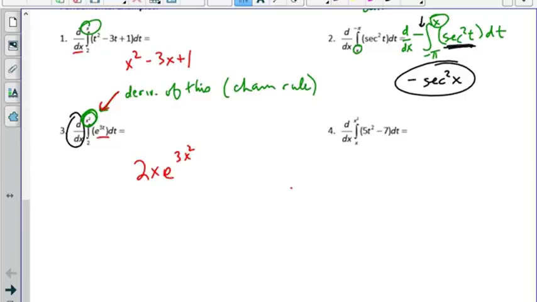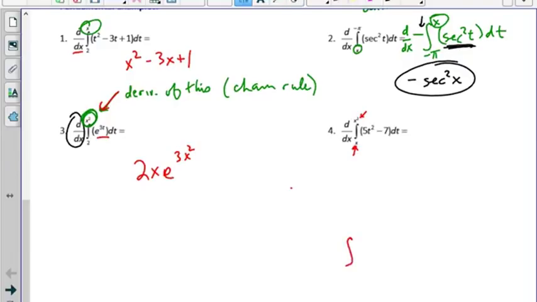Finally, for number 4, derivative with respect to x of the integral from x to x squared. So notice that x to x squared, that's 2 variables. That's not one constant and one variable. So what we have to do in this case is we kind of have to change what's going on. So we're going to rewrite this as the integral from 0 to x. I'm sorry, I'm going to write that down here so then we kind of see what's going on.